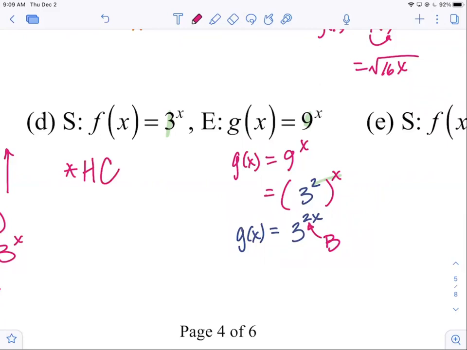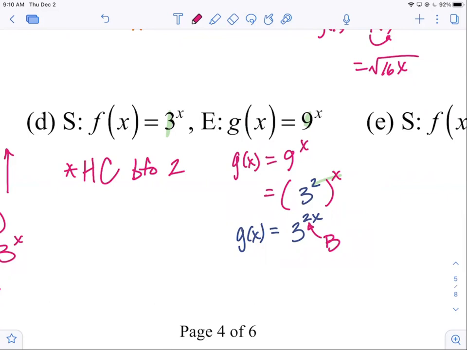Compression means smaller, stretch means bigger. We're horizontally compressing it by a factor of 2, right? It's not twice as wide as you would think. It's on the inside. Remember, to be on the inside means to be in the exponent. So it's the opposite. It's twice as narrow. So to do that, we compress it by a factor of 2.